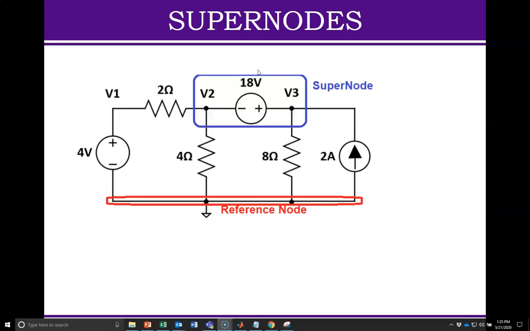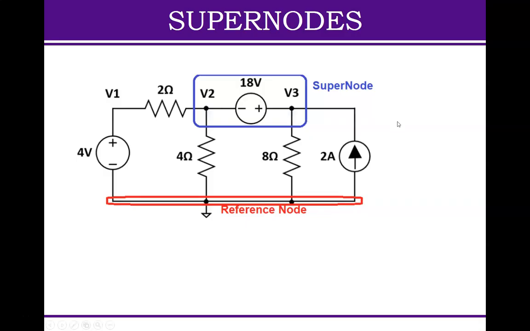In order to do a supernode, the first thing we're going to do is look at the voltage difference at the supernode. So here, the supernode is across V3 and V2. Careful here that the polarity of V3 is plus and the polarity of V2 is minus. So we're going to write a voltage expression just for this supernode that I highlighted with the blue box right here. So V3 minus V2 is 18. Right? So V3 minus V2 is 18 volts in this case. Okay, so that's my first expression.